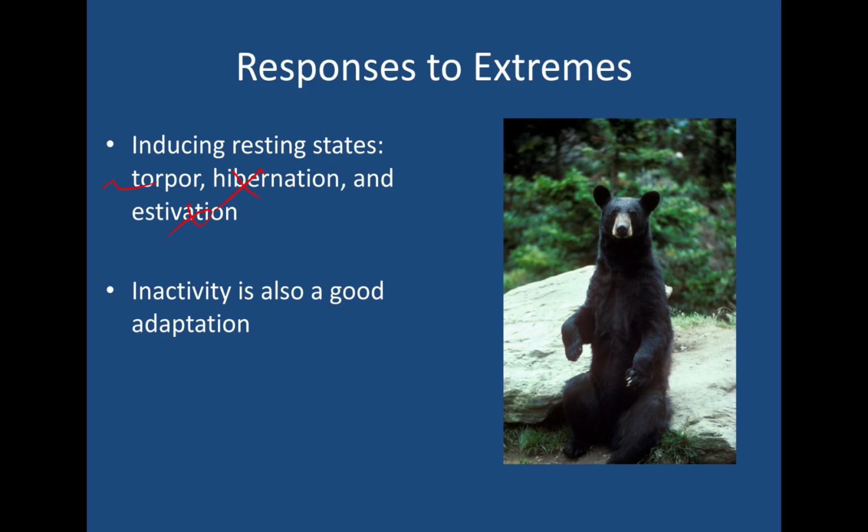So periods of inactivity, these are also good adaptations. Inactivity involves taking shelter and being inactive during daily periods of extreme temperatures. For example, a lot of desert insects hide when the sun is too hot and only come out when temperatures go down.